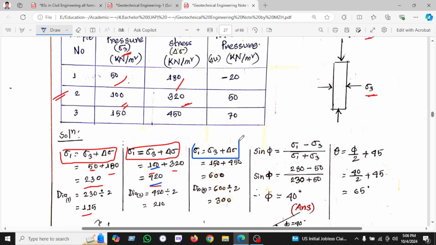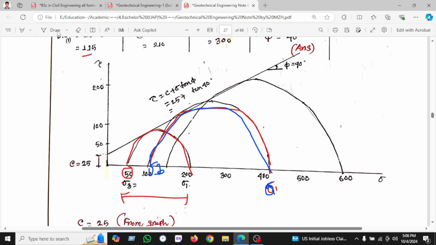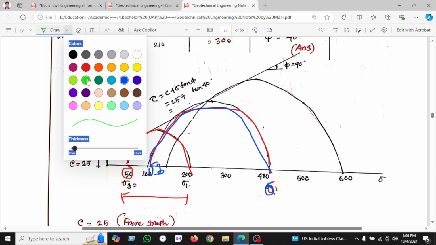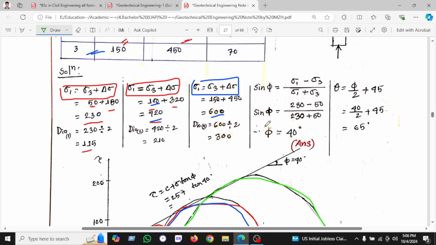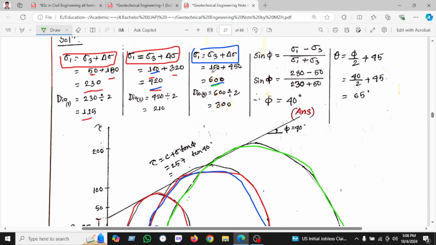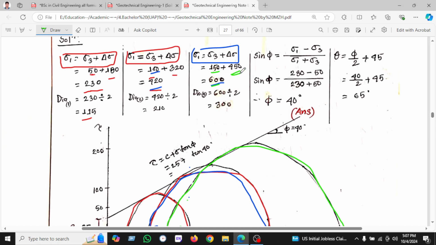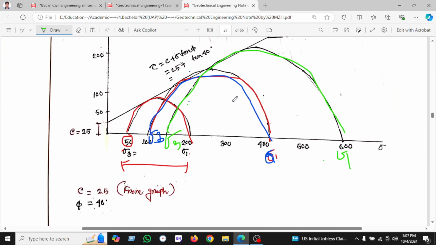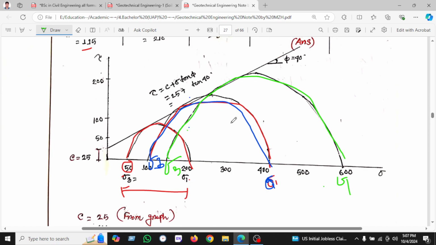And the third, on the basis of the third information, we have found that sigma 1 is 600. So we can use another color for better understanding. This is our circle, for which sigma 1 we have found is 600, and sigma 3 is 150, given here. So if we deduct 150 from 600, then we find 450. This is our diameter. If you want to calculate the radius, then the radius will be 450 divided by 2.